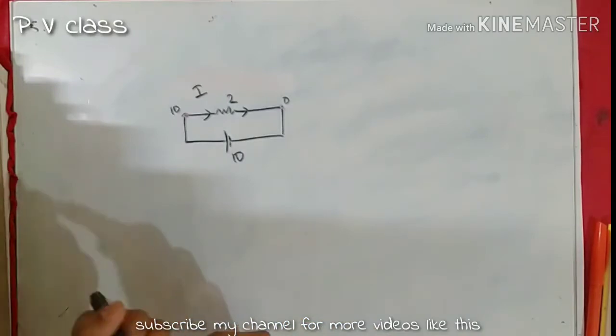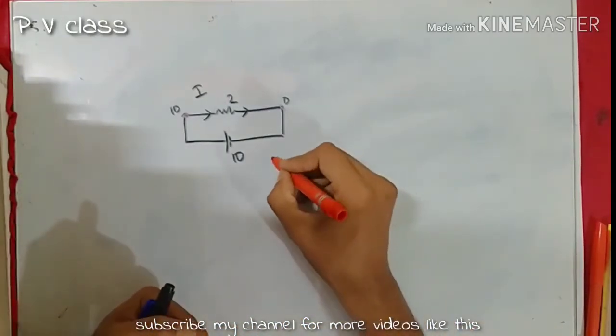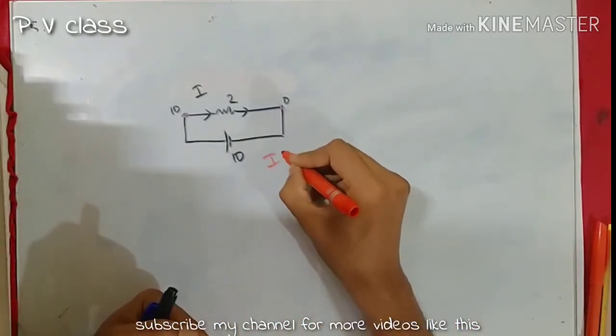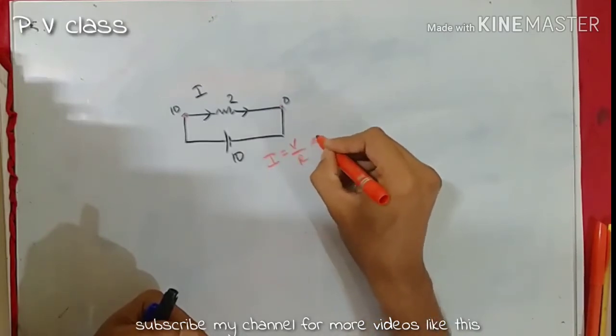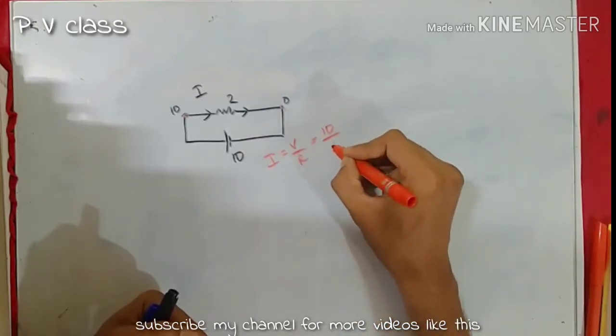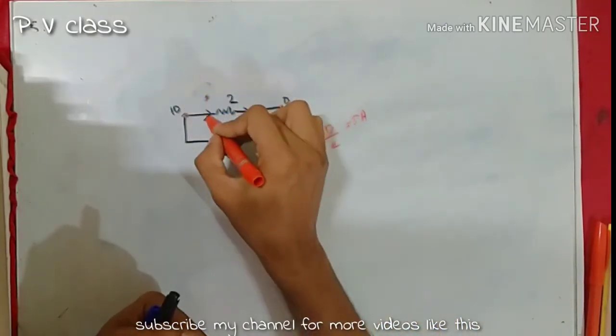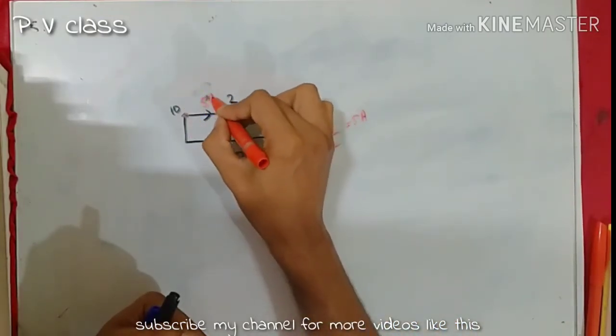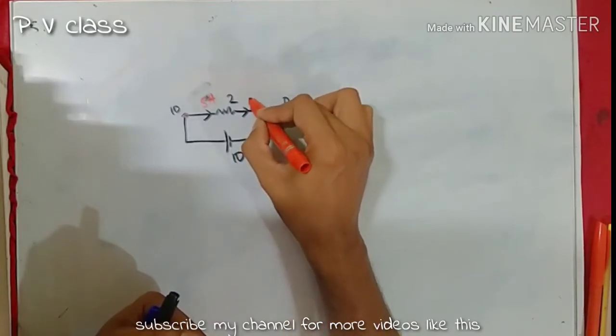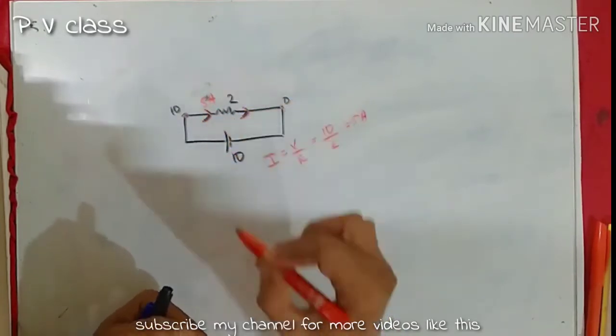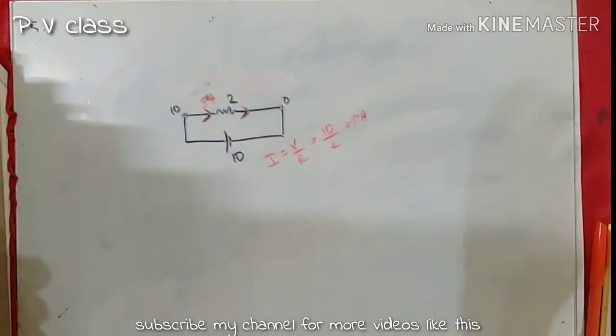In order to find the current, the basic equation that we know is I equals V by R. In this case it is 10 by 2, which is equal to 5 ampere. Therefore, the current flowing through the circuit is 5 ampere. And this is our very basic circuit.